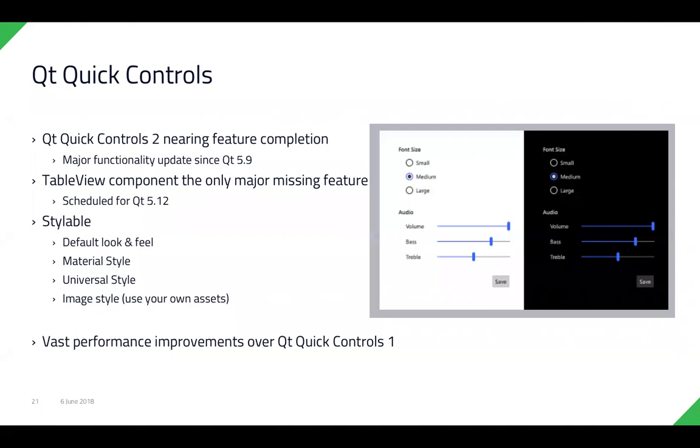They're also stylable. We have a default look and feel. For iOS and Android, or for Android and Windows, we have material and universal styles. We have an image-based style where you can put in your own assets and create your own look and feel with that one. And they also have a vastly improved performance over QtQuick Controls 1. So this is the path where we're going forward. We'll be pushing and doing more work on those controls to make them really a fantastic and real replacement for Controls 1, but also something that you can really use for any kind of apps that you might be doing in the future.